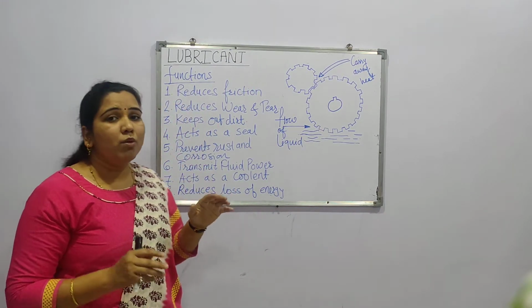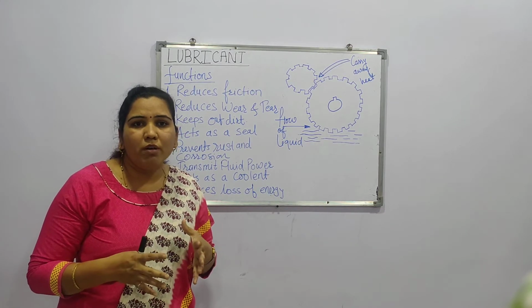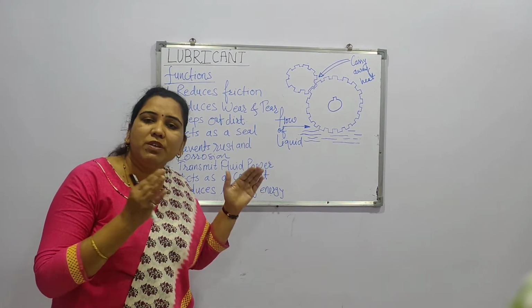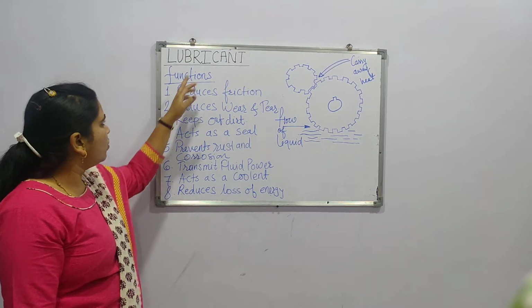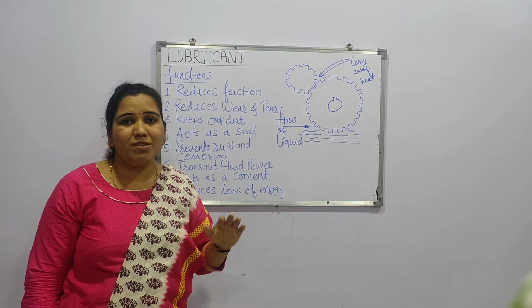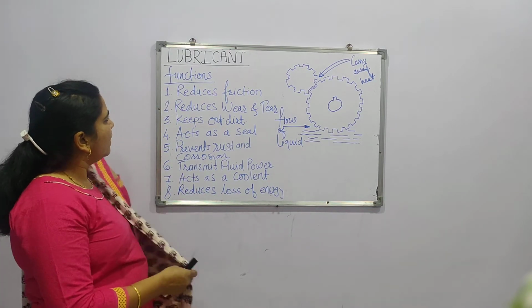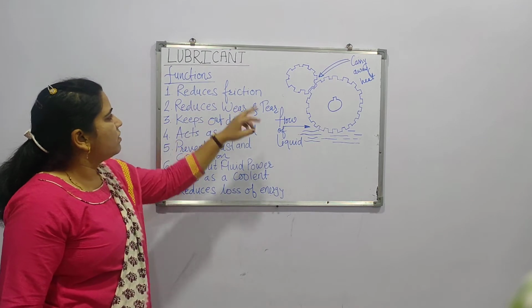Now we will see what are the different functions it is undergoing whenever it is used in between the two surfaces. So there are different functions. More than these also there are more functions according to its different properties. So today we will see a few of them. Number one, reduces the friction.